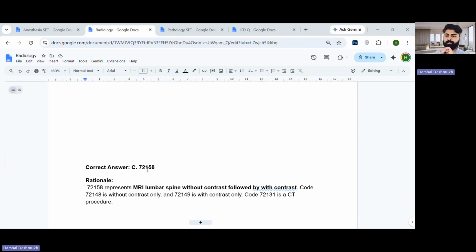All right, the answer to this question is 72158, as it represents MRI lumbar spine without contrast, followed by with contrast.